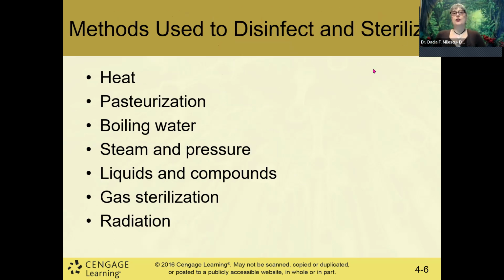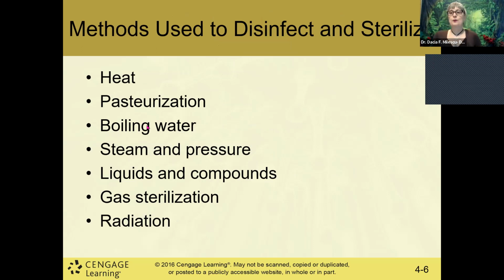So the methods used to disinfect and sterilize are listed right here for you. Of course, I'm just providing you a list. You need to read. There's so many ways to kill organisms via heat, right? So, right off the bat, boiling, right? But then there's also pasteurization, right? And then there's utilizing steam and pressure. That's your typical autoclave that you use in private offices and clinical sites, okay?